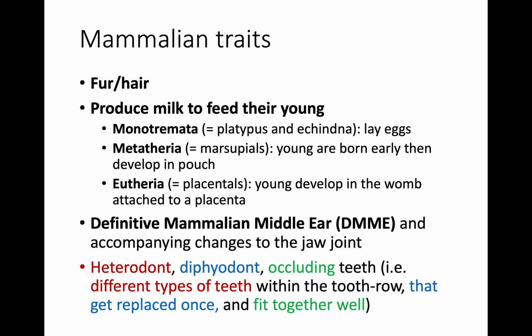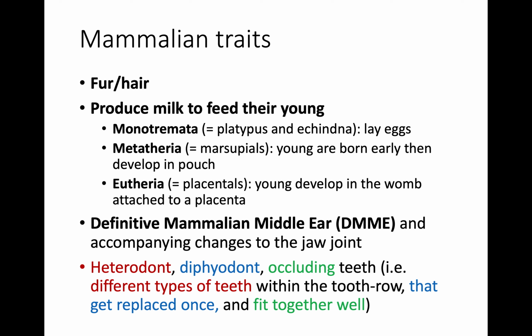Young are birthed in different ways in mammals. There are those that are born by eggs, oviparity, and most mammals are viviparous, meaning live birth. And marsupials, the metatherians, the young are born early and then developed in the pouch, like a kangaroo. And then we have the placental mammals, like you and me. The young develop in the womb attached to a placenta and then are born.